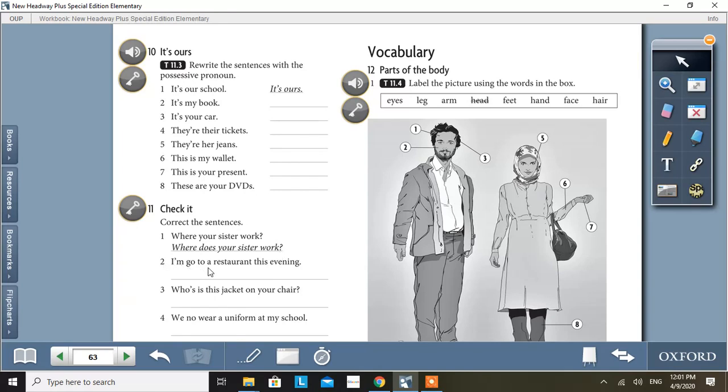Number two, I'm going to a restaurant this evening. I'm go to a restaurant this evening. This is present continuous, and with it you use the present participle or ing form of the verb. So the correct sentence is, I'm going to a restaurant this evening. This is the answer key.